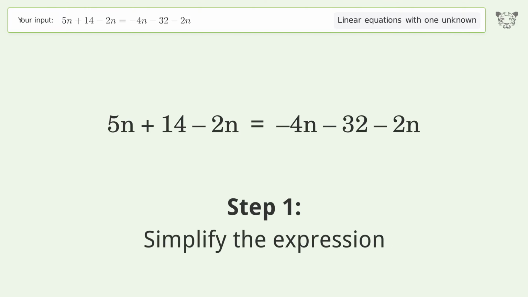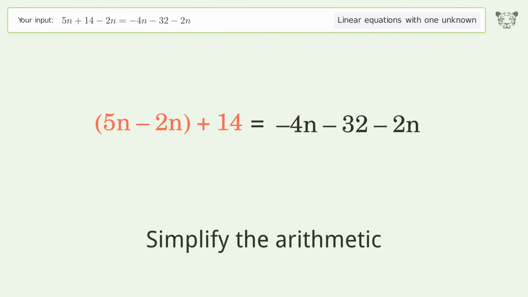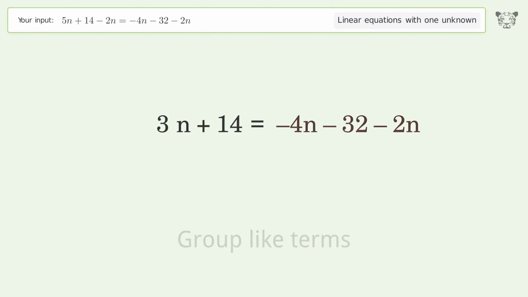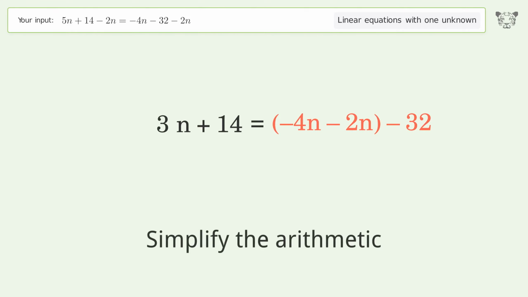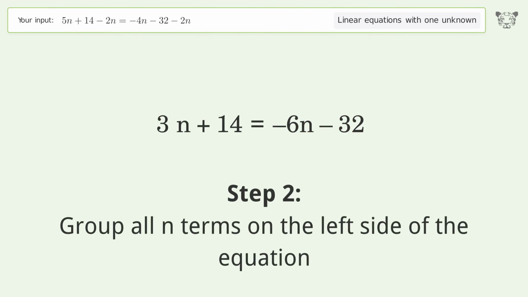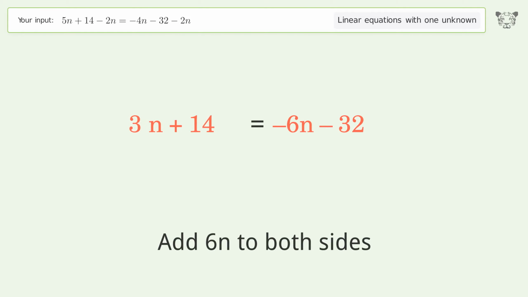Simplify the expression. Group like terms. Simplify the arithmetic. Group like terms. Simplify the arithmetic. Group all n terms on the left side of the equation. Add 6n to both sides.